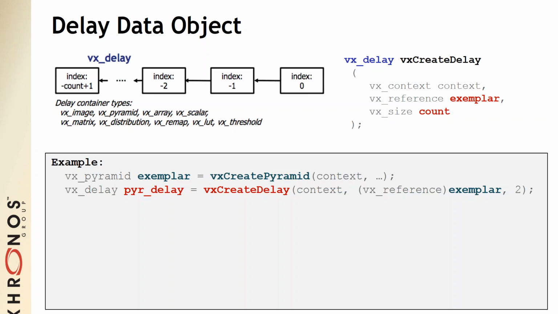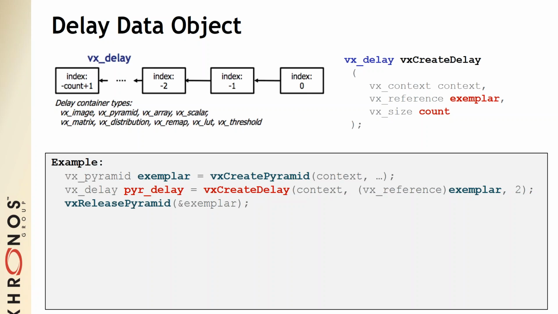Here is an example for creating a delay of a pyramid. Imagine that we need to create a delay object with 2 pyramids. Let's say you create a pyramid with number of levels, say 4, and a scale factor of 1/2. You call that the exemplar here. Then create a delay object passing the pyramid as the exemplar. Notice you have to downcast that to VX reference and pass the number of slots as 2.